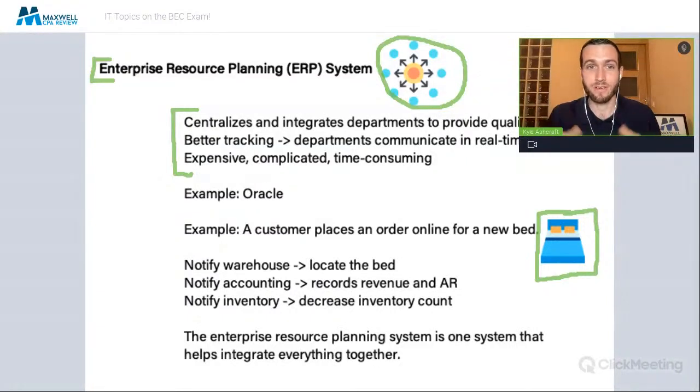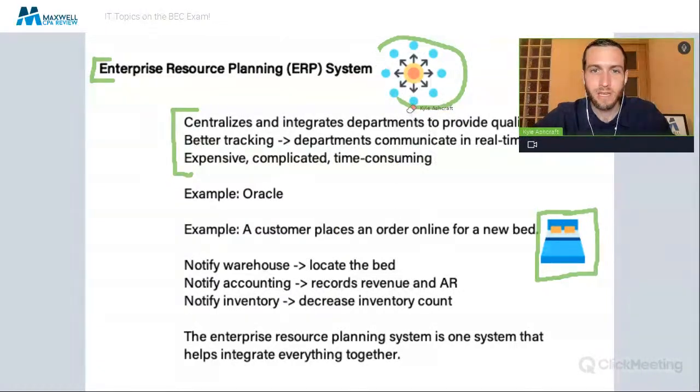So for example, here, if you implement an ERP system, then when someone orders the bed, it's going to automatically communicate to the accounting department so they can record the sales revenue. It's going to communicate to the warehouse department so they can pull it from the rack and then ship it. So that's the purpose of an ERP system.